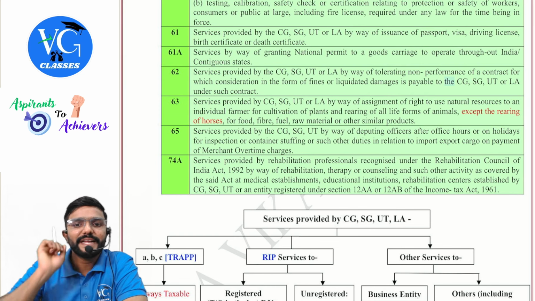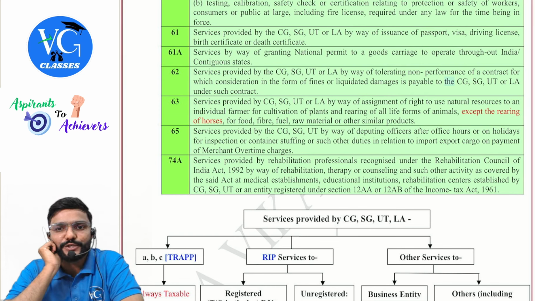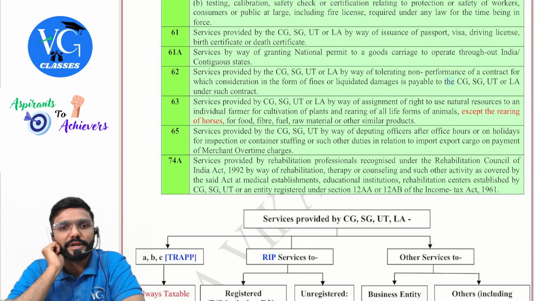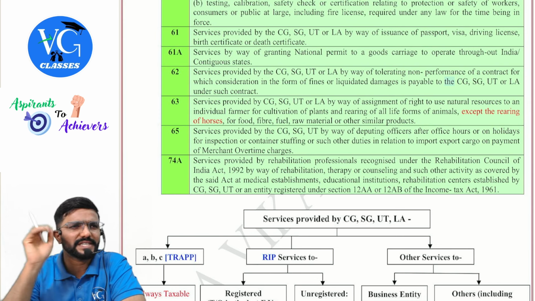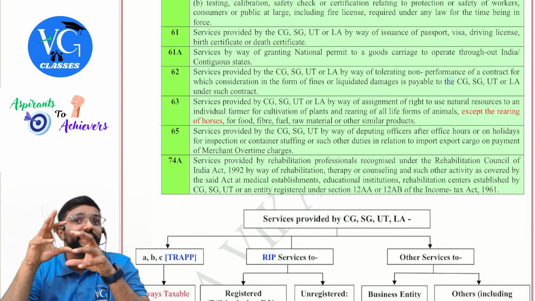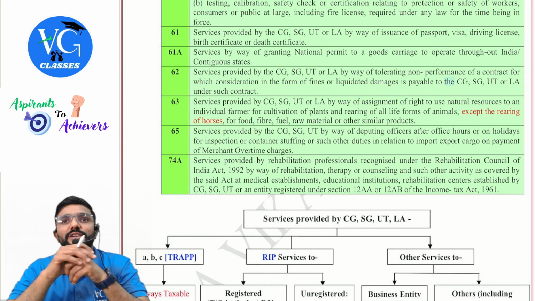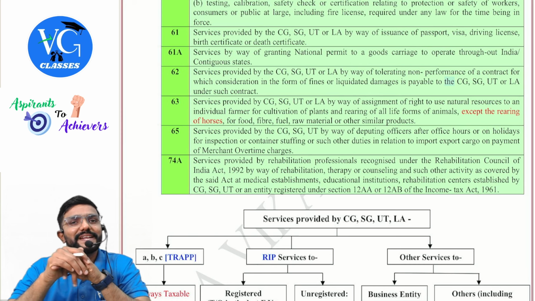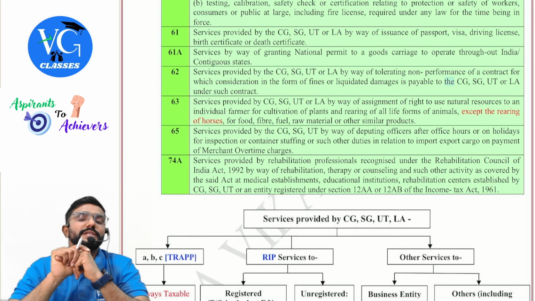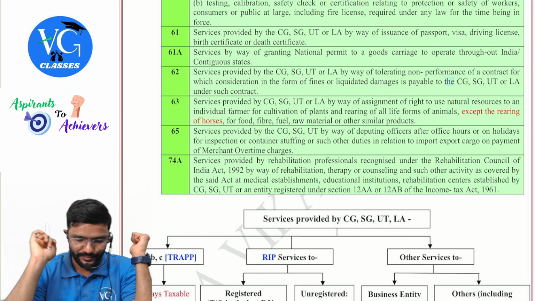Services by way of granting national permit to a goods carriage to operate throughout India or contiguous states, that is neighboring states. Sir, yellow board we will take, okay, to roam around in different states and all. Sir, in that case, whatever we pay to get registered, sir, is it exempt? Yes, exempt under GST.